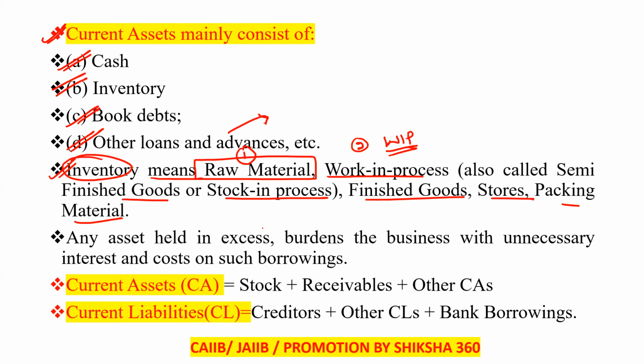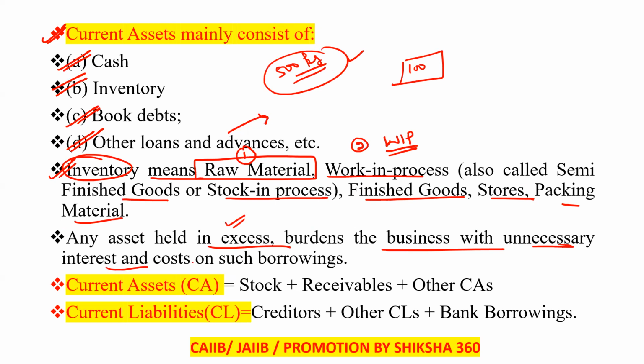Next one, any asset held in excess. For example, we require 100 kg of raw material, but we have 500 kg. So that is excess, and that is not beneficial for the firm. Any asset held in excess burdens the business with unnecessary interest and costs on such borrowings.